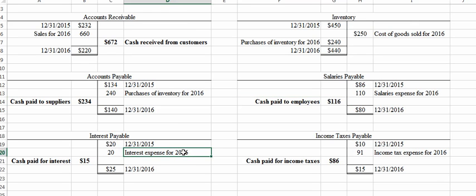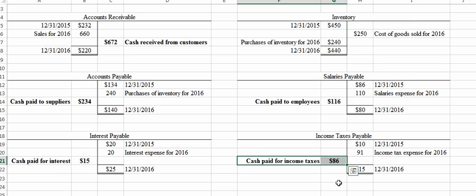Interest payable would be increased by interest expense incurred for the year. It would be decreased by cash actually paid for interest that year. Income taxes payable would be increased by income tax expense for that year and decreased by cash paid for income taxes that year. Okay? I think this is a really good wrap-up one, and it speaks to your knowledge of what affects these accounts. The rest of it's really simple, and we'll wrap it up in the next video.